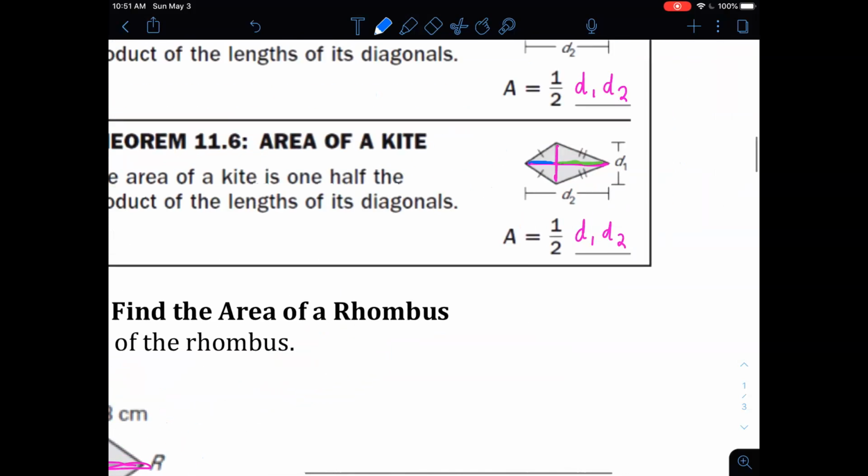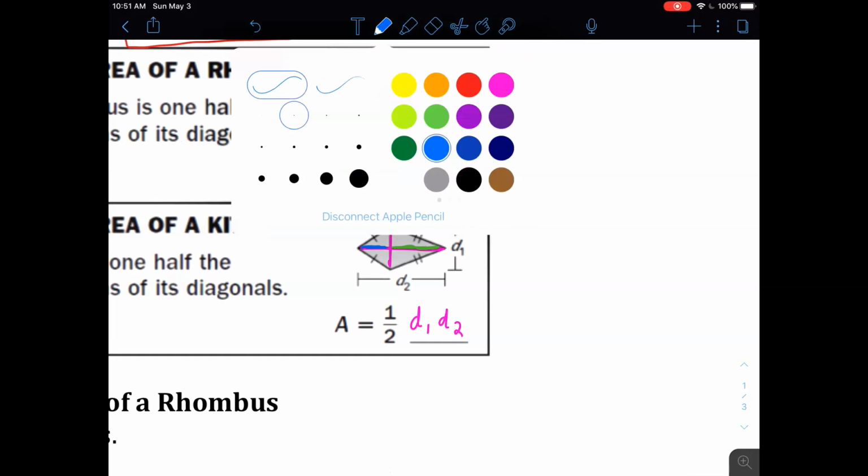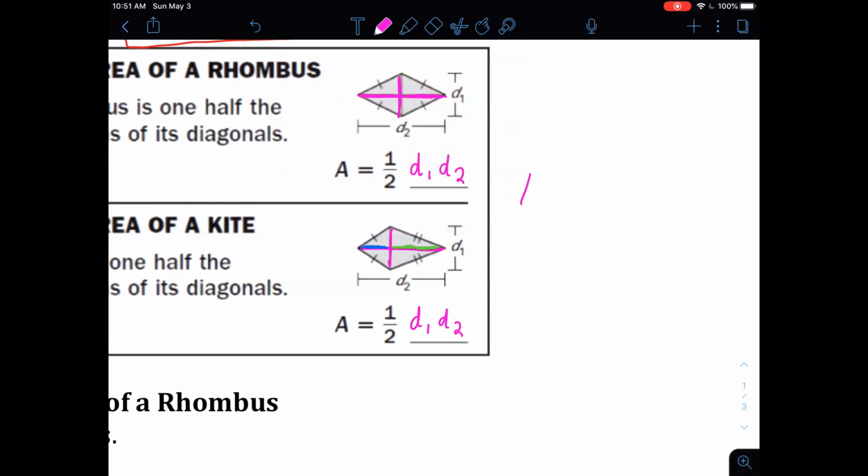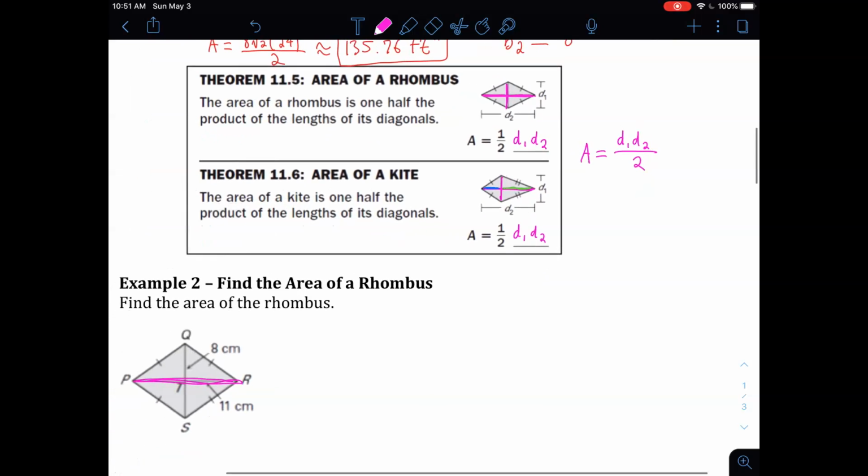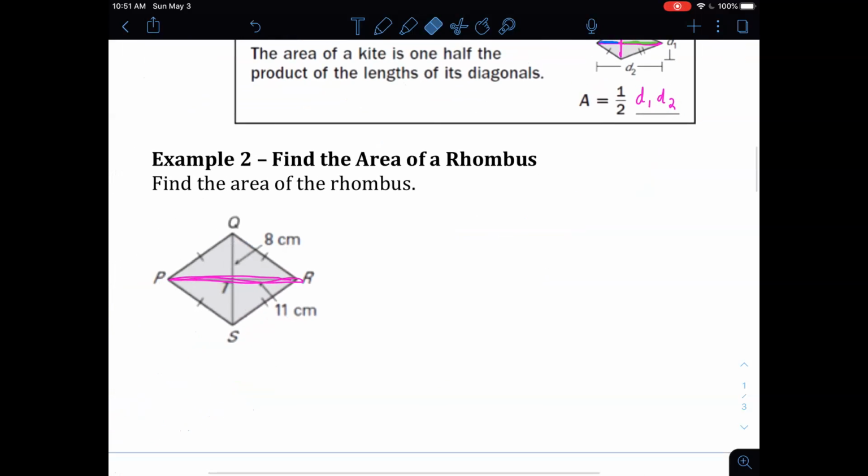But one thing I forgot to mention that's very important and pretty easy: instead of doing 1/2 of diagonal 1 times diagonal 2, we can also do diagonal 1 times diagonal 2 all over 2. I really prefer that. I think that's a lot easier to work with than doing the 1/2 in front. Okay, all right, let's go ahead and do this problem then.